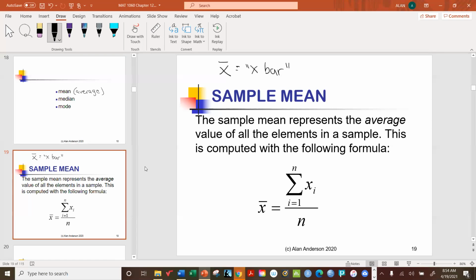Now, n in the denominator is the sample size. In other words, how many elements are in your sample. And then we get to the interesting part right here on the numerator. X with a little i represents a single element.